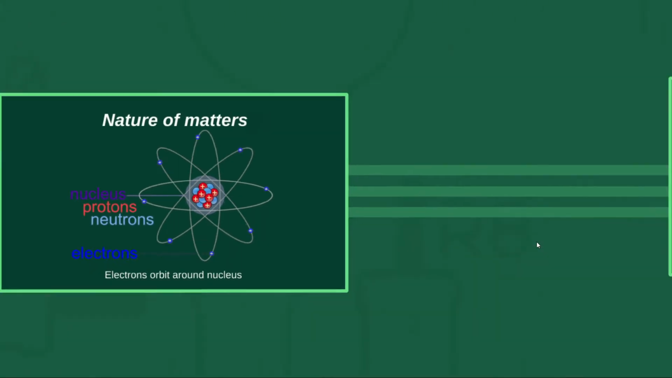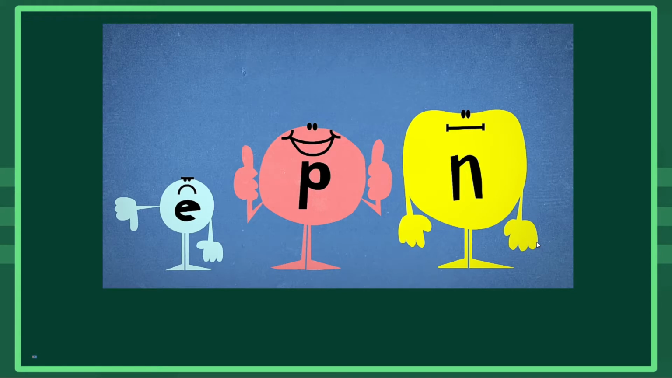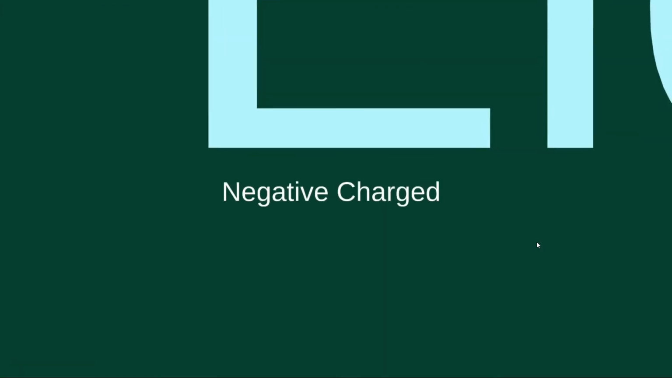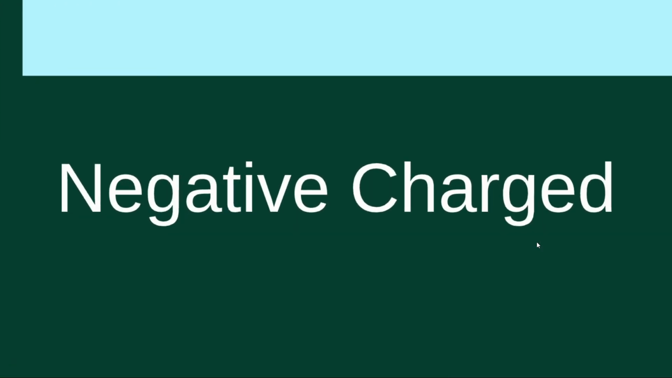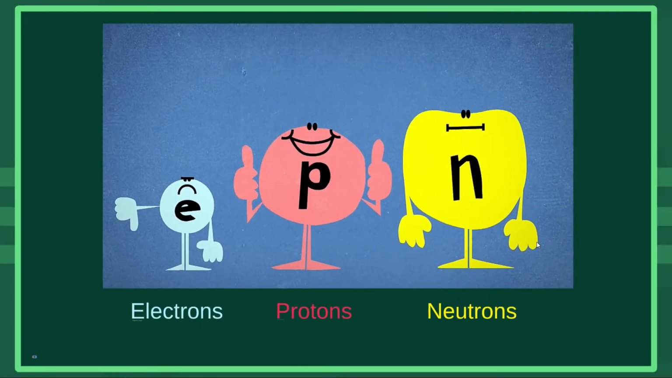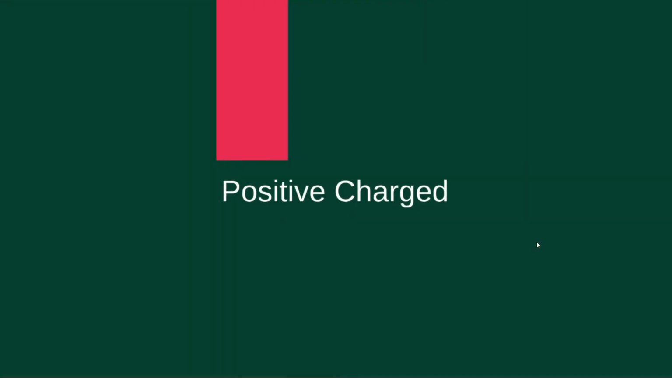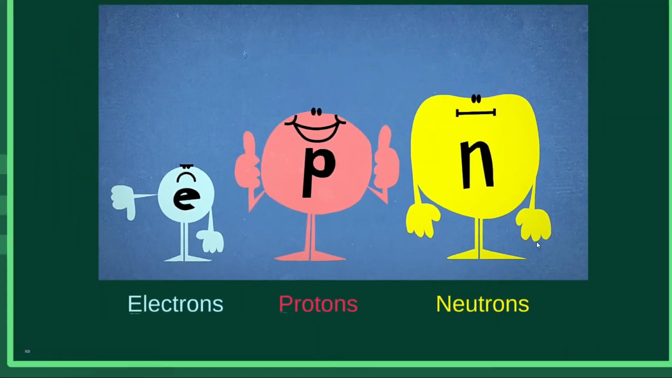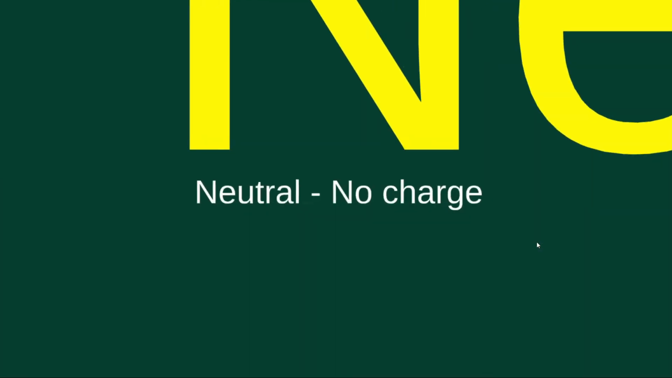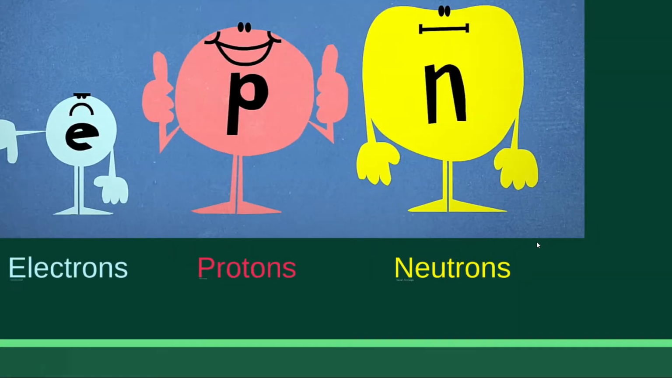So we've already learned about it. There are three: the first one is electrons, the second one is protons, and the third one is neutrons. Electrons are negatively charged, protons are positively charged, and neutrons have no charge, so they are neutral. We learned about this last week.